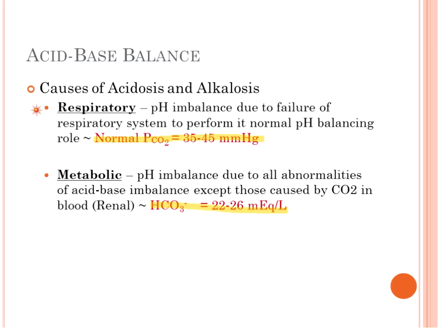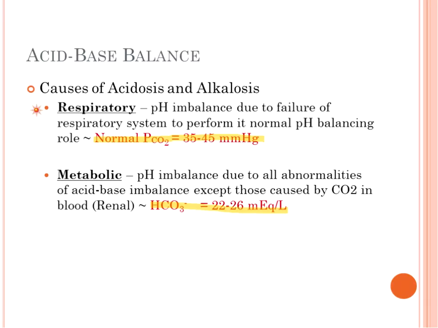So respiratory acidosis or alkalosis, that's respiratory in nature, is a pH imbalance that's due to the respiratory system failing. And so the partial pressure of carbon dioxide is not within its normal range. Normally, the partial pressure of CO2 needs to be between 35 and 45 millimeters of mercury. Anytime it's out of that, then we can have acidosis or alkalosis taking place.